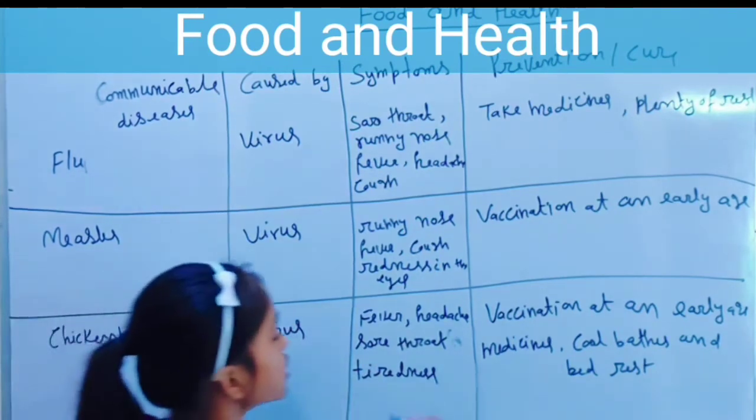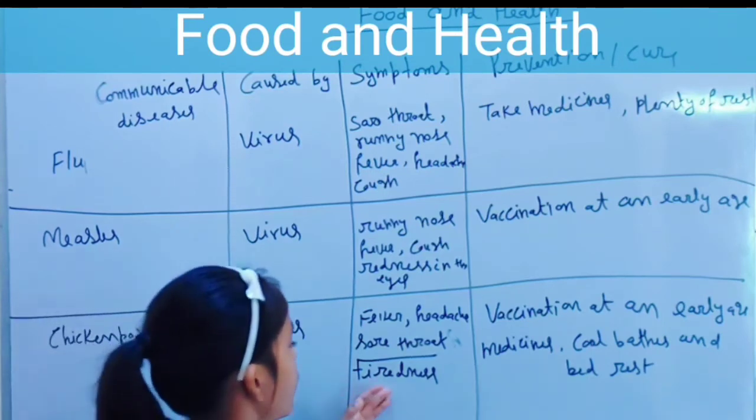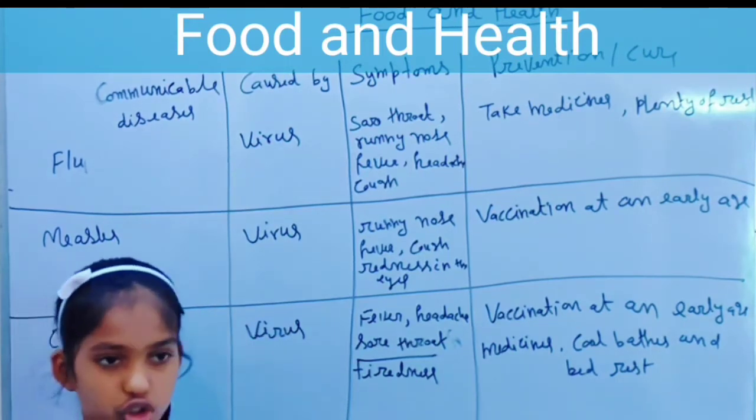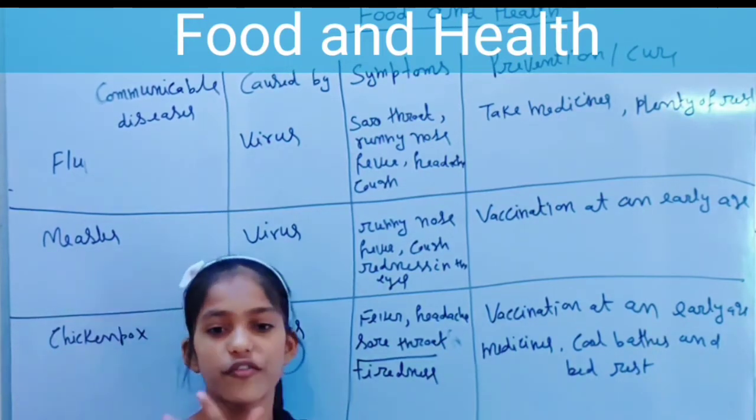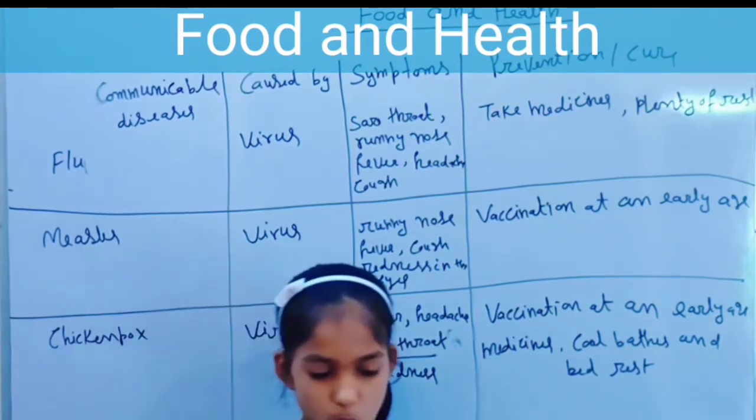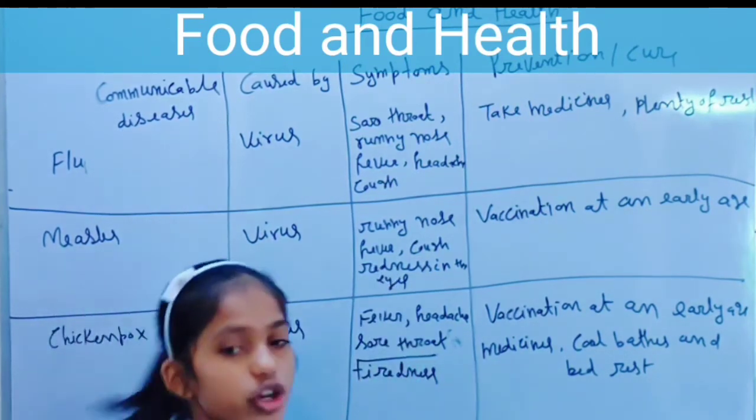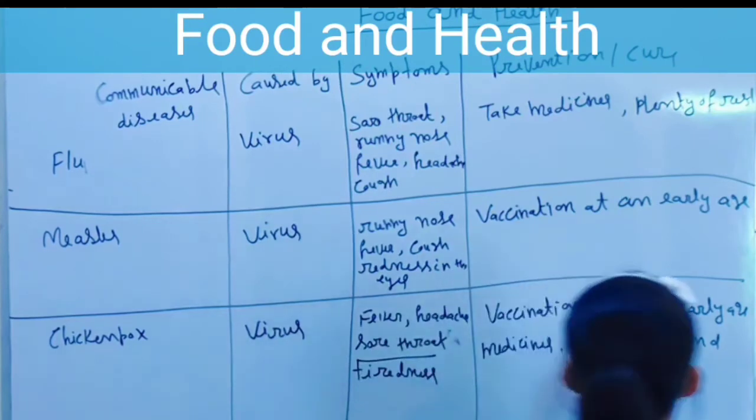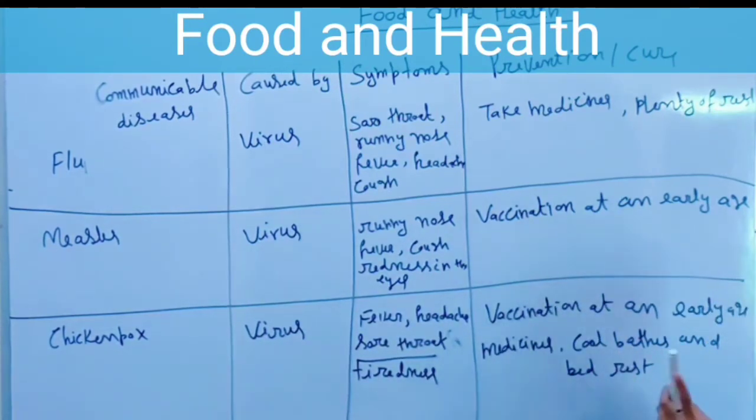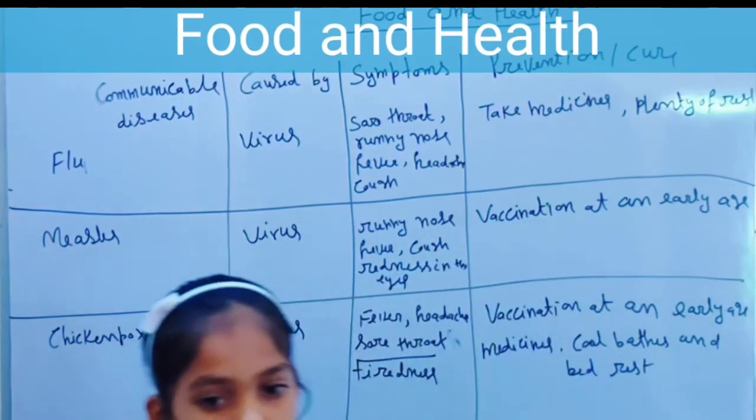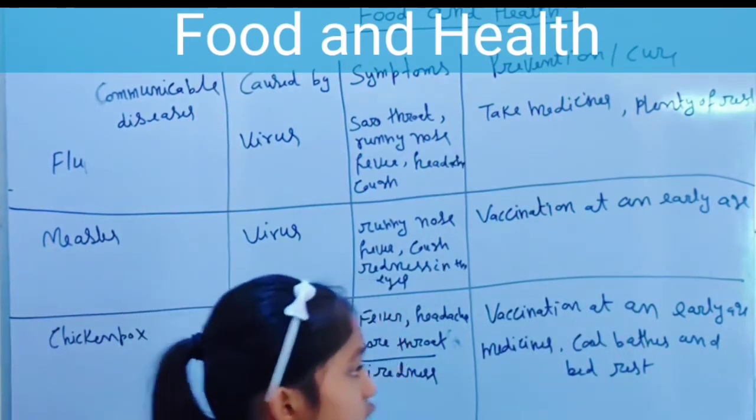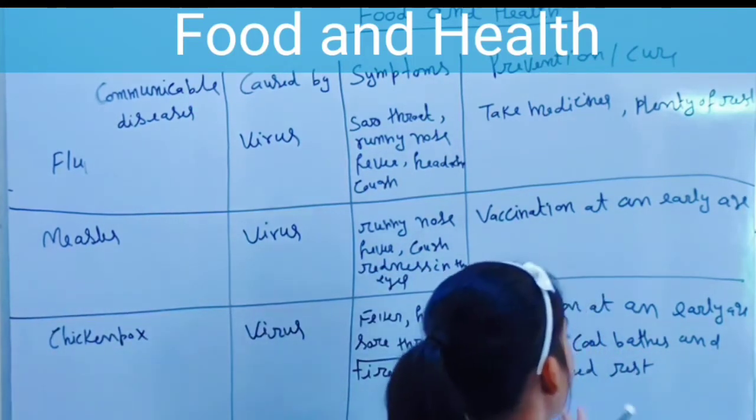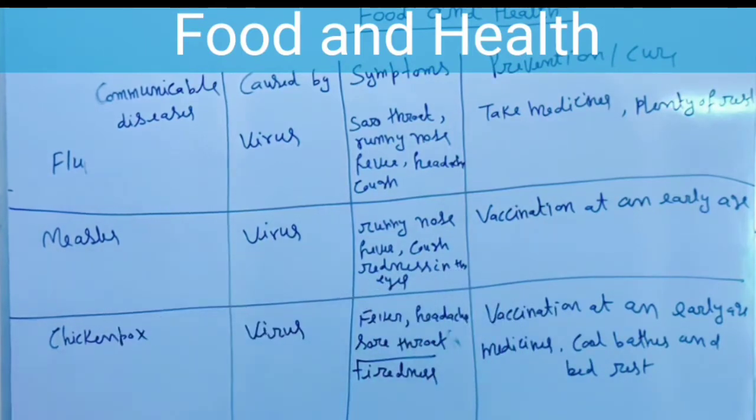This is the meaning of sore throat, and the fever means you are not getting proper energy in your body, and there is redness on the face and small spots on your face. Now the prevention and cure of this is vaccination at an early age, medicine, a cool bath and bed rest. It means you should take medicines or get vaccinated early, take a cool bath, and take proper bed rest.